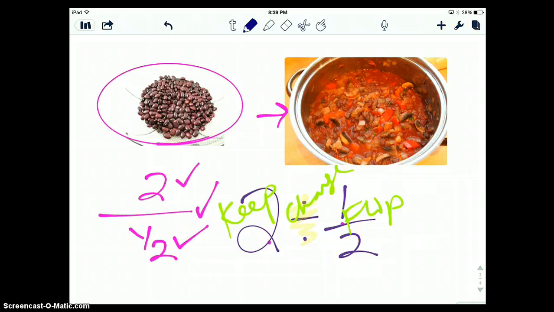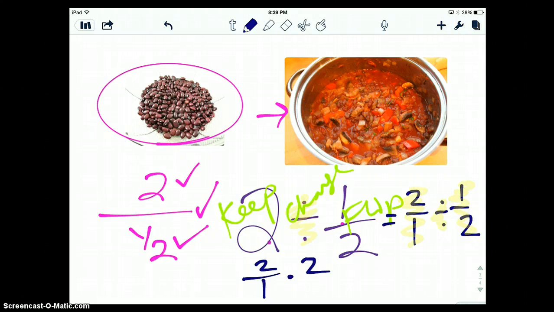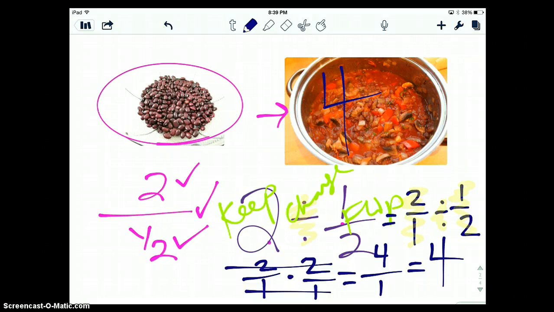So I can keep the 2 the same, although I should probably write that as a fraction. So technically speaking here, this is the same thing as 2 over 1 divided by 1 over 2. I'm going to keep this one the same. I'm going to change that to multiplication, and I'm going to flip this. So I have 2 over 1 times, and then I flip the 1 over 2 to 2 over 1. So I end up with, if I multiply across, 4 over 1, which equals 4. So she can make 4 batches of chili with 2 pounds of beans.